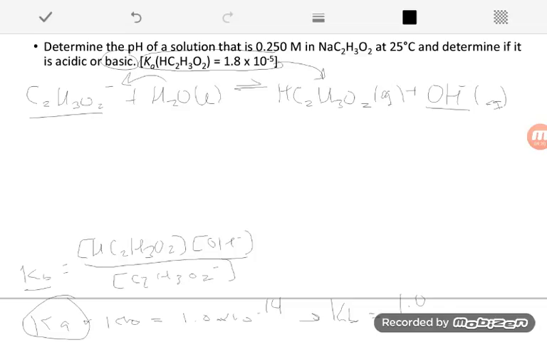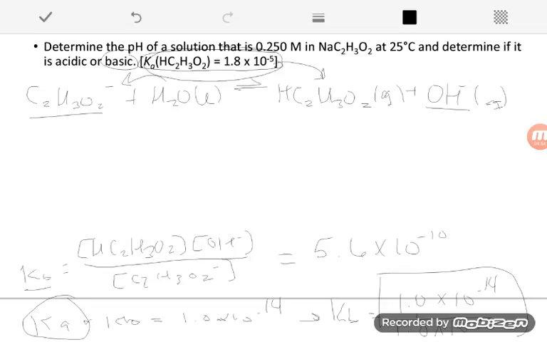It's just going to be 1.0 times 10 to the negative 14 divided by my Ka, which is 1.8 times 10 to the negative 5. And again, that information was provided, didn't just get it out of nowhere. So I can solve for Kb, and if I plug this into my calculator, I find that my Kb is equal to 5.6 times 10 to the negative 10. So this is the second extra step. The first extra step is breaking apart your salt.